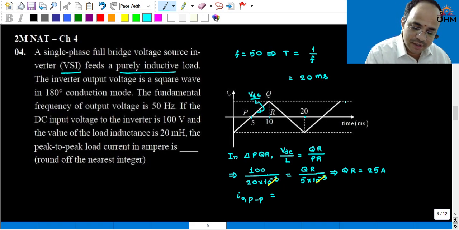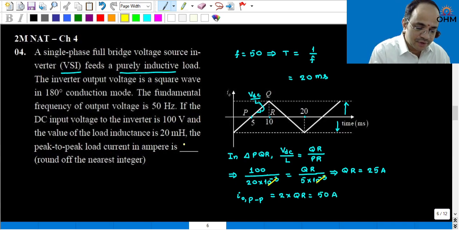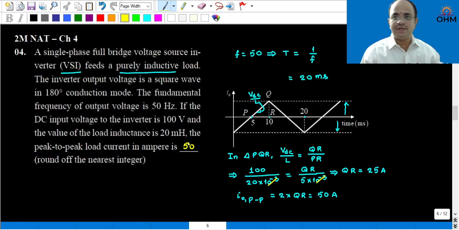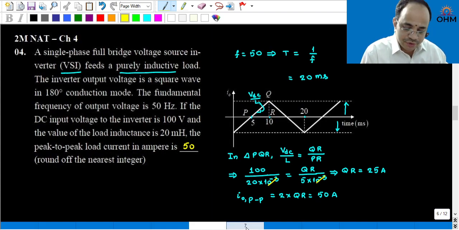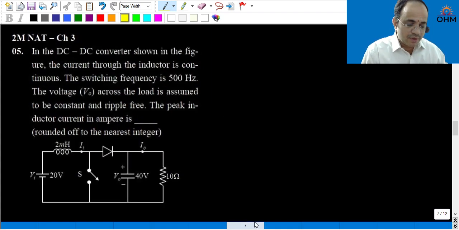So, what is that? See, this is one peak and as per the symmetry, this is another peak. Then it will be 2 times QR. So that you will get 50 ampere. So, answer for this question will be 50. This is a inverters question from GATE 2024 exam. Now, let us move to the next question.